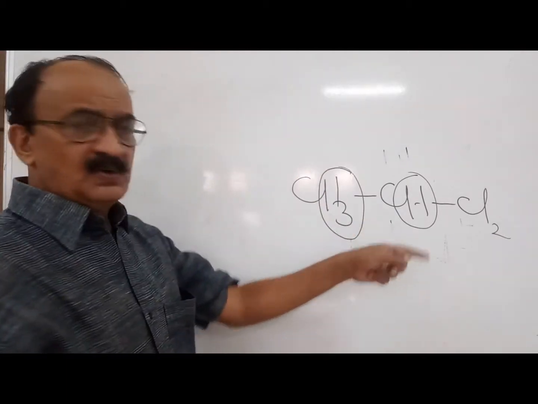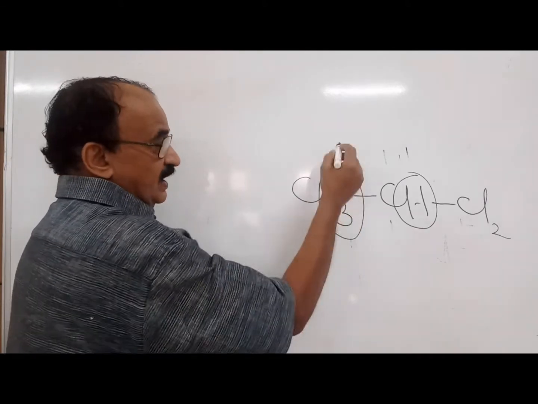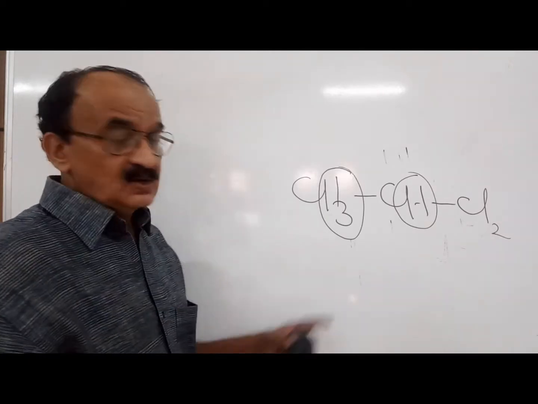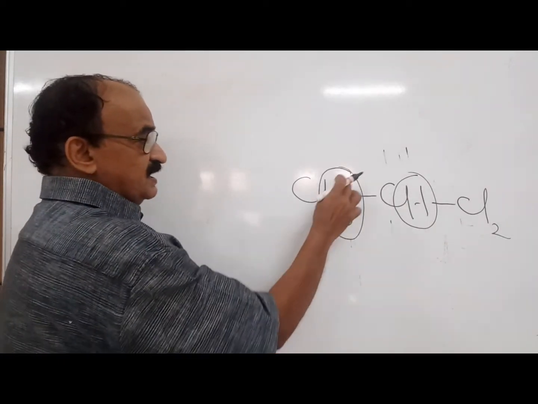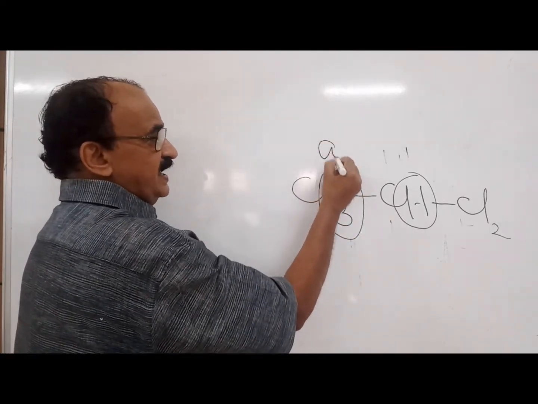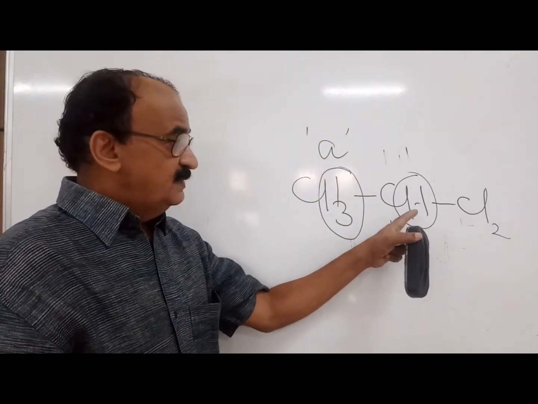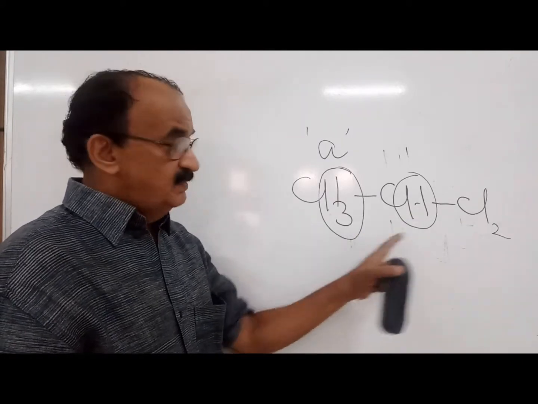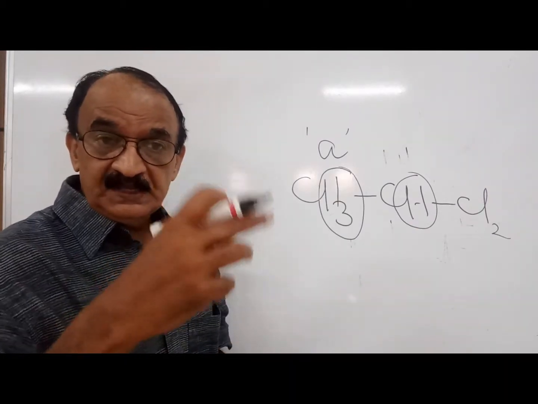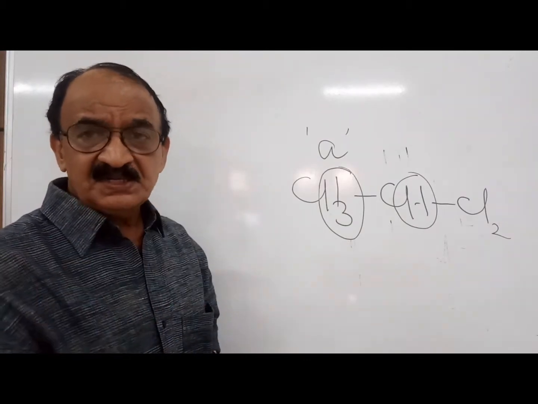Now consider this proton. Here the three protons are in a similar chemical environment, and here there is no chlorine nearer to the CH3. Chlorine is away. So the three protons are similar. They are in a similar chemical environment, and they are said to be the A set of protons, A set. And see, the chemical environment of this proton is different because it is situated in between the methyl group and also chlorine. Chlorine is electron withdrawing. Therefore, the electron density present around this proton is smaller.